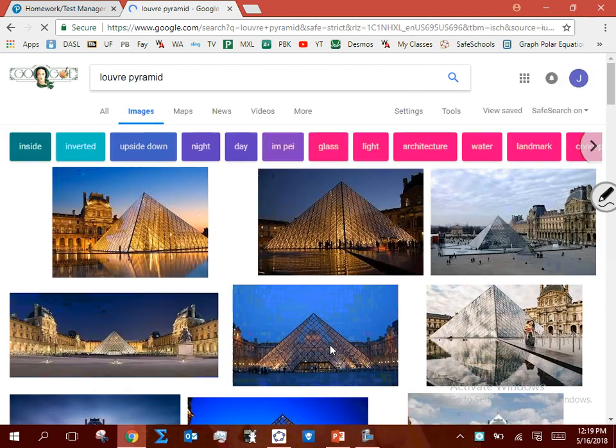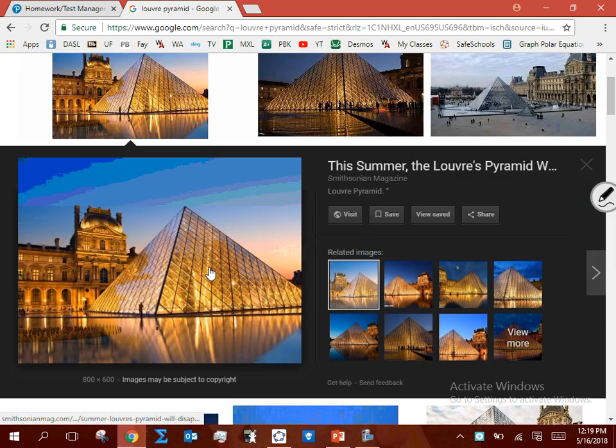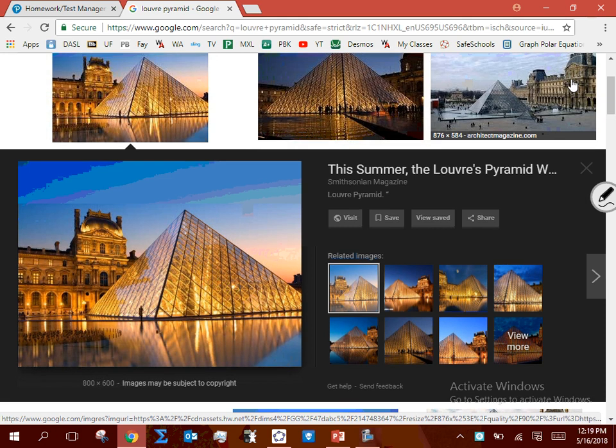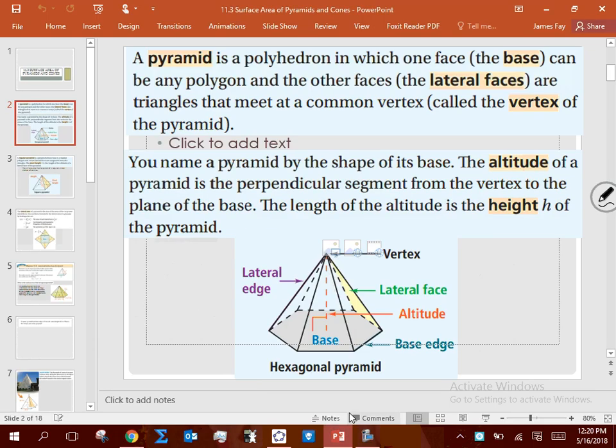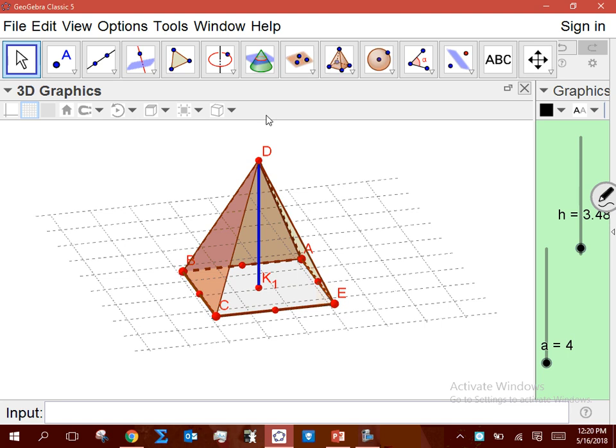Okay, so this is the Louvre in Paris. That is a square pyramid. If you guys haven't watched The Da Vinci Code, it's a great movie. Go watch it. All right. So those are the pyramids that we're maybe most comfortable dealing with or experienced in real life.